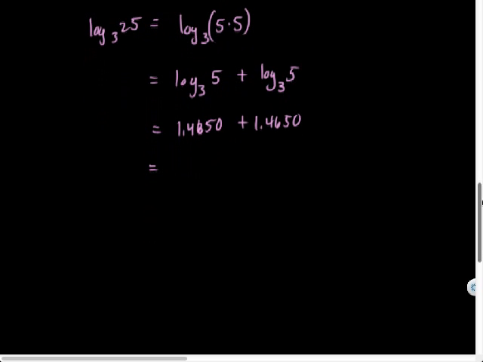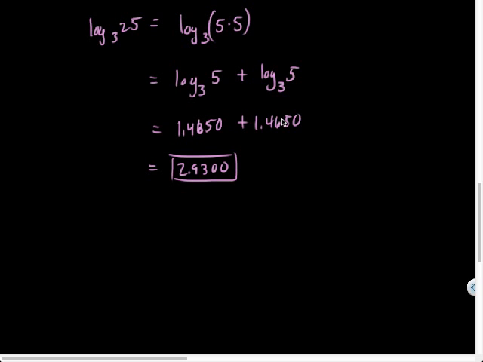So let's see. 1.4650 plus 1.4650 is 2.9300. So this is claiming that 3 to this power is equal to 25. Now think about this. 3 to the second power is 9. 3 to the third power is 27. So it would make sense that 3 to some number between 2 and 3 would equal 25. Let's just verify that.